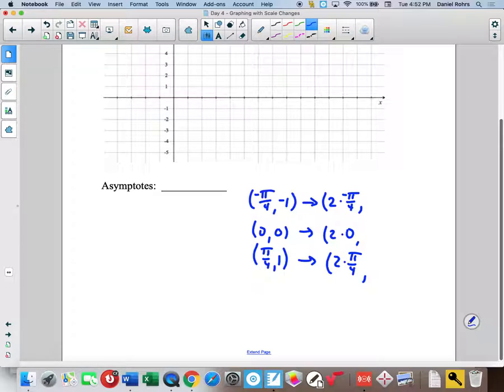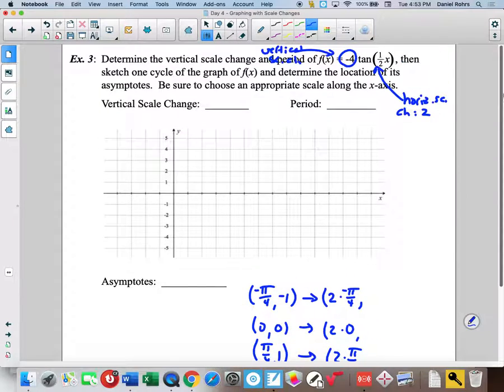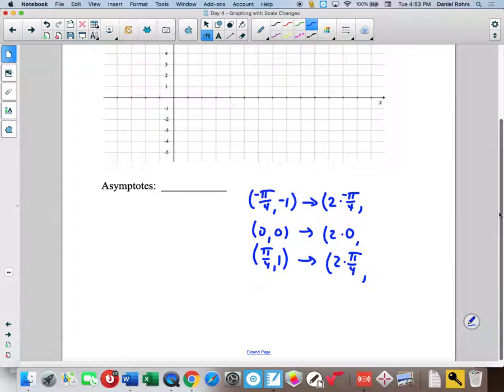And then we're also multiplying the y values by -4. So I've got negative 1 times -4. I've got 0 times -4. And I've got 1 times -4. And so these points end up at negative pi over 2, 4.